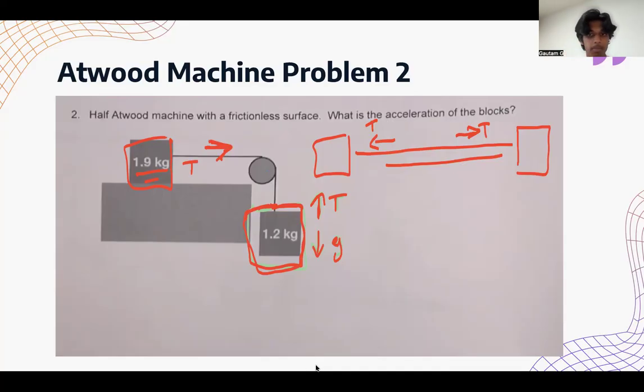Because gravity is not going to be acting on this box because this box is on a table, right? So the only force acting on the box that's relevant is tension of the string that is pulling the object this way. Does that make sense? Could I get a yes or a thumbs up? Okay. Good.